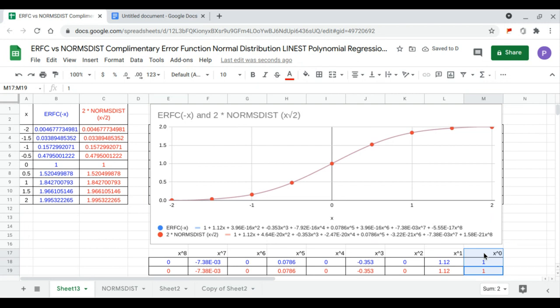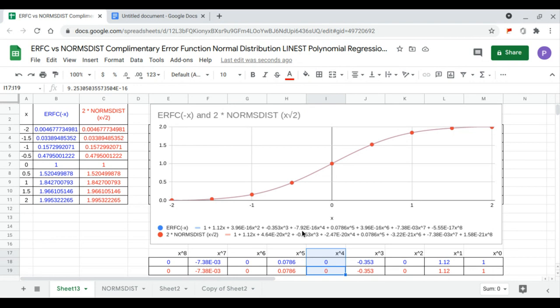So the coefficient of x to the 0 is 1. Coefficient of x is 1.12. Coefficient of x squared is 0. This is 3.96 times 10 to the minus 16, very small. And the other one is 4.64 times 10 to the minus 20, so it's also 0. Coefficient of x cubed is negative 0.353. Coefficient of x to the 4th is 0.